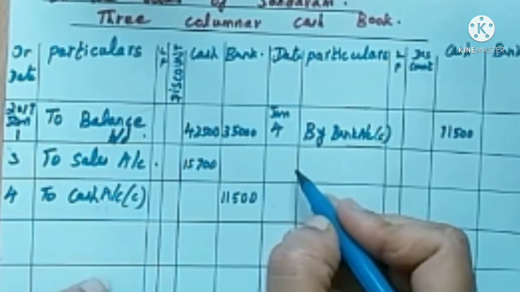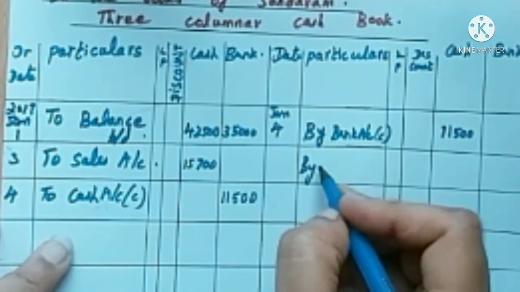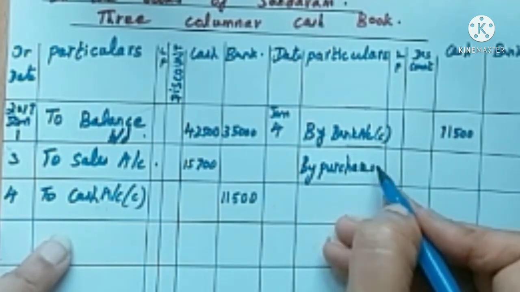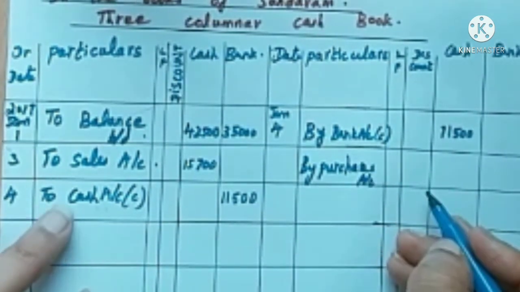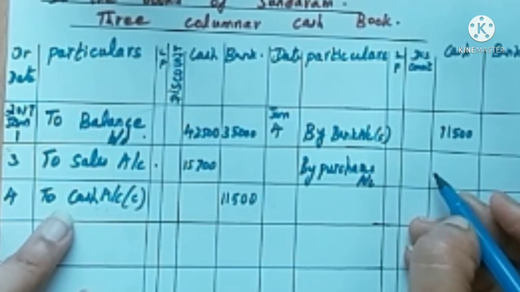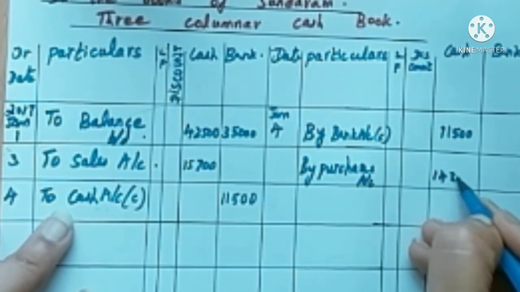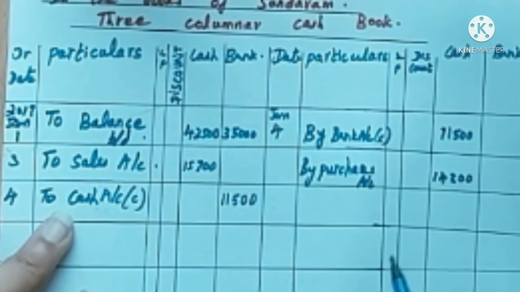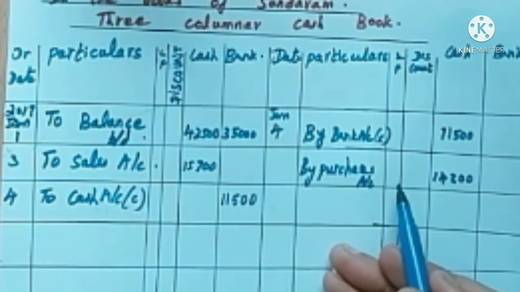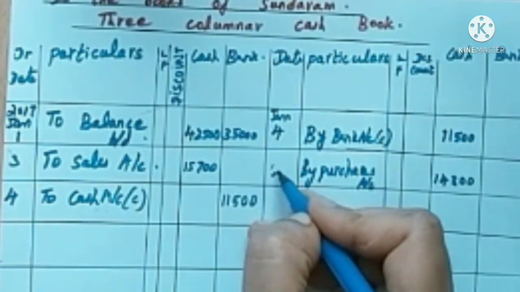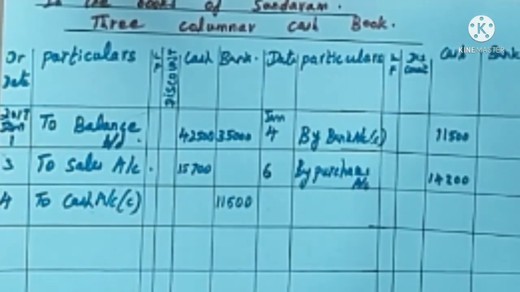So now I am writing by purchases account 14,300 in the cash column. Okay, 14,300 in the cash column because cash purchase is made. And the date of the transaction is 6th January.